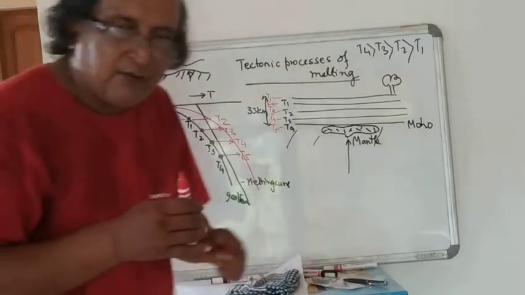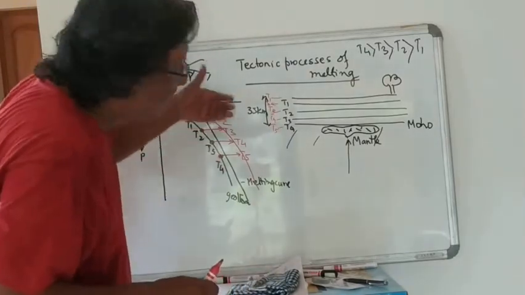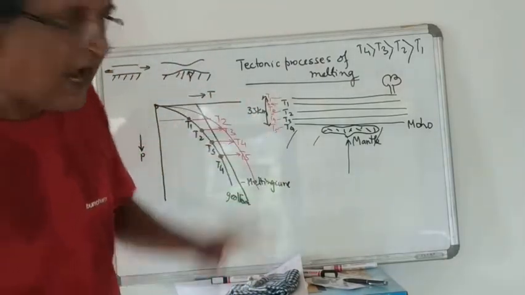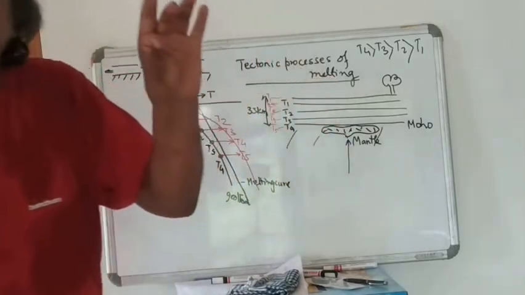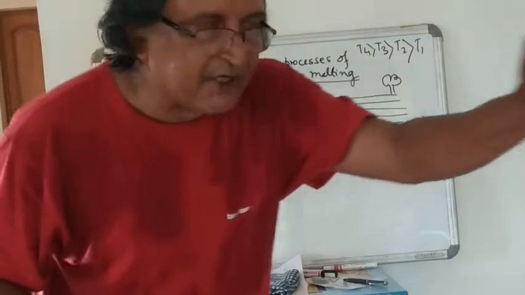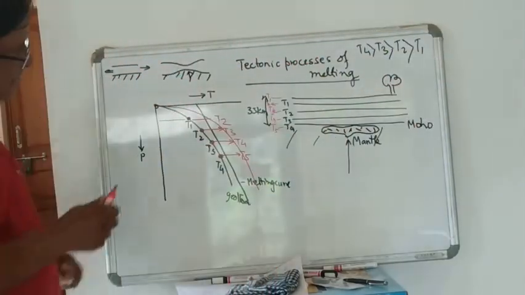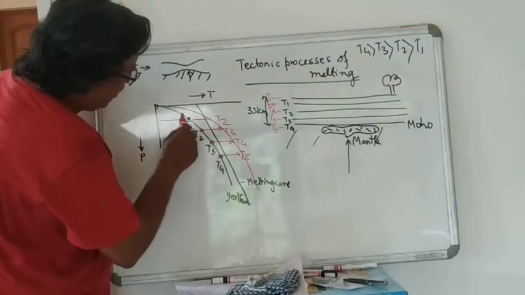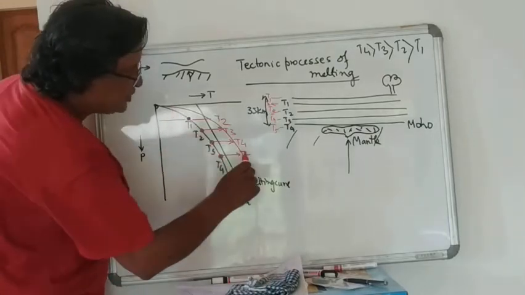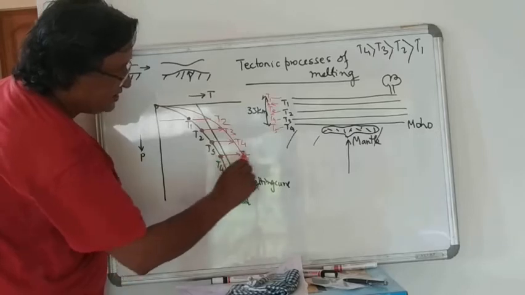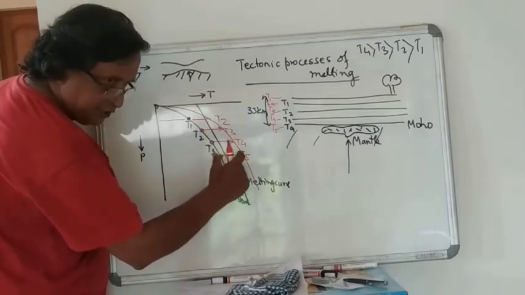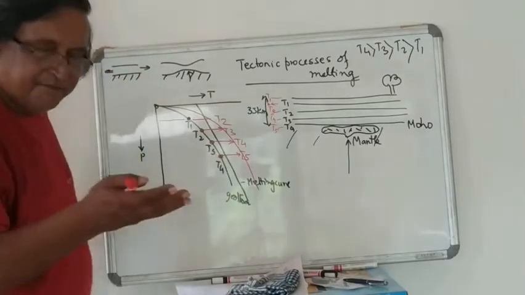So essentially what we are looking at is isobaric heating. Isobaric means the pressure at a particular level is not changing, but the temperature is increasing. So what will happen to the geotherm? Each point on the geotherm will experience increased heat. Obviously, the temperature increase at the bottom should be fairly high.